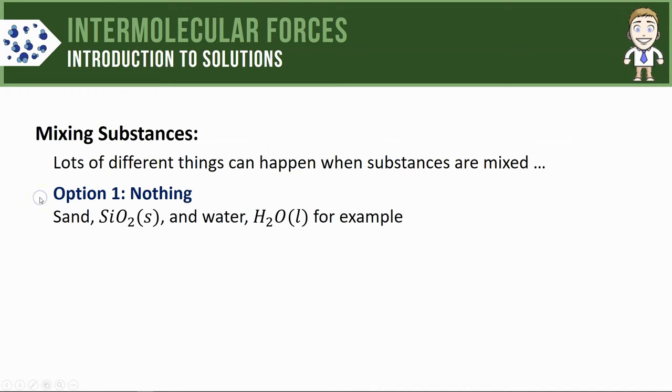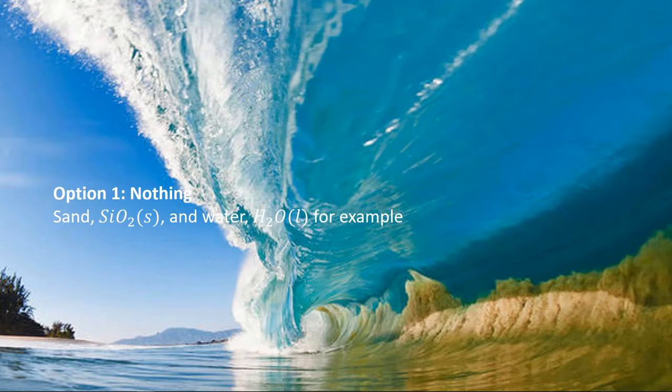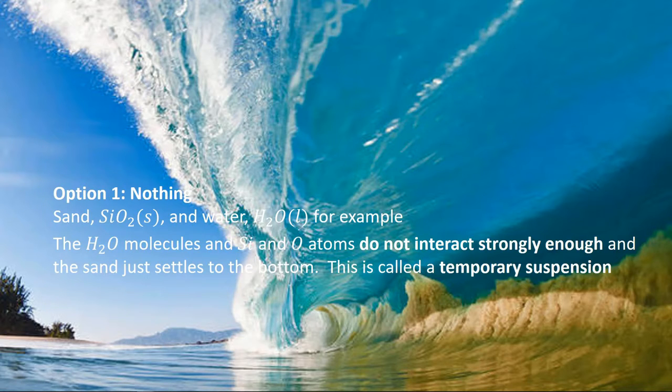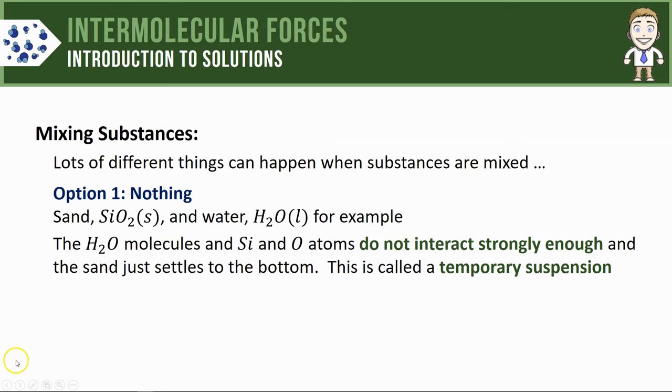One of those options is simply nothing. A good example of this is sand and water. You can see in the bottom right-hand corner where this wave is pulling up some sand with it. These two things are mixing together, but not in a way where any actual process is really taking place. It's because the water molecules and the silicon and oxygen atoms of silicon dioxide in the sand can't really interact strongly enough with each other to do anything, and the sand just settles out to the bottom. There is a name for this, and it's called a temporary suspension.